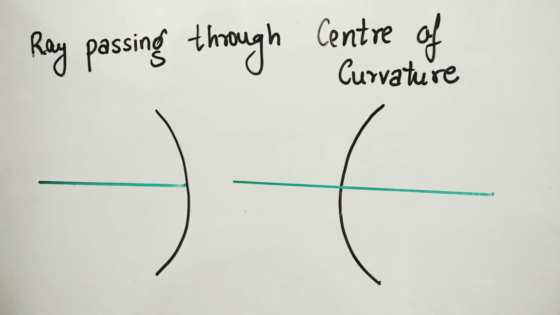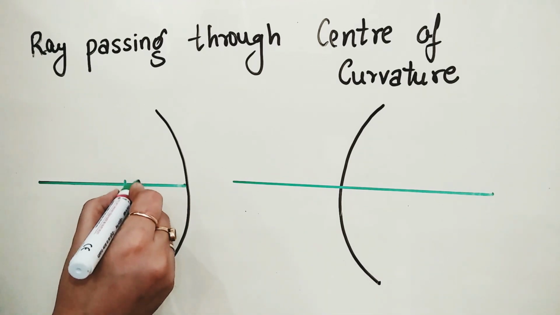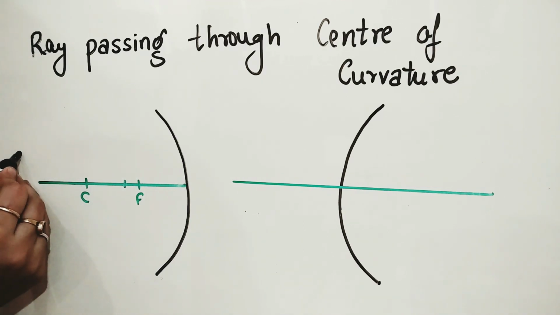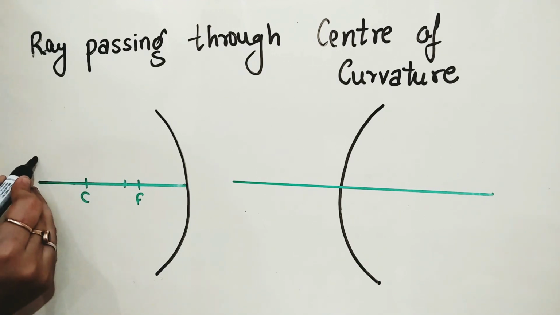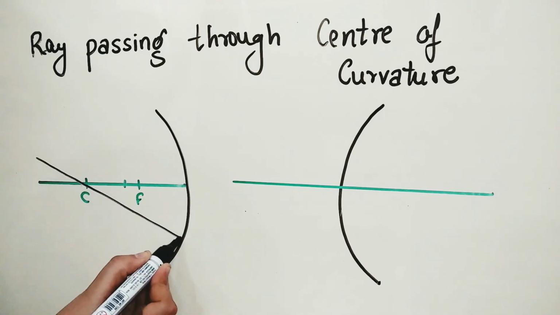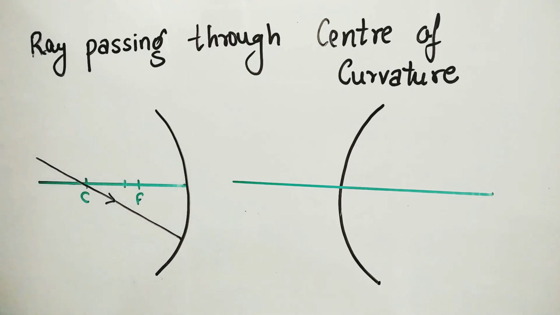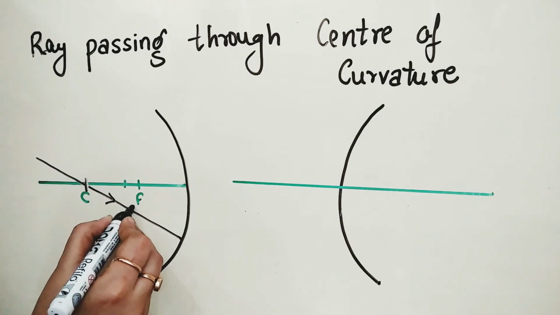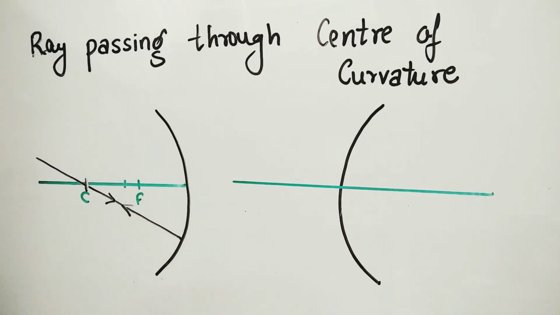Now the next rule is, what happens when a ray is passing through the center of curvature? If this is the focus, then double the distance is the center of curvature. Now we have to draw a ray which is passing through the center of curvature, just like this. Now we are drawing this arrow. This is the case when it is passed through the center of curvature, then it remains undeflected, or we can say it follows the same path. जैसे आई है वैसे ही वापस चली जाएगी, ठीक है.